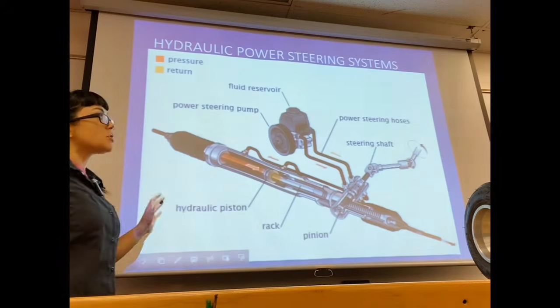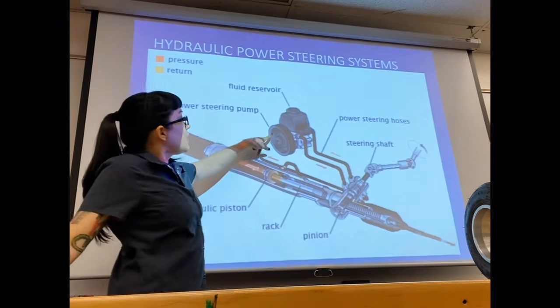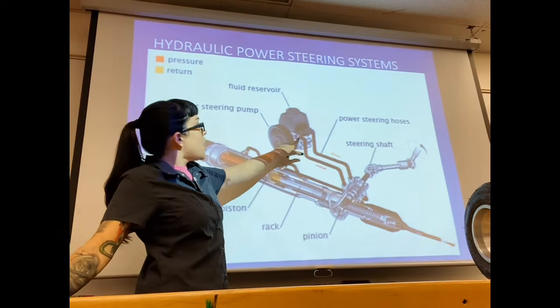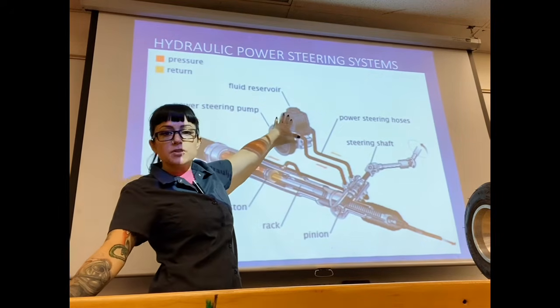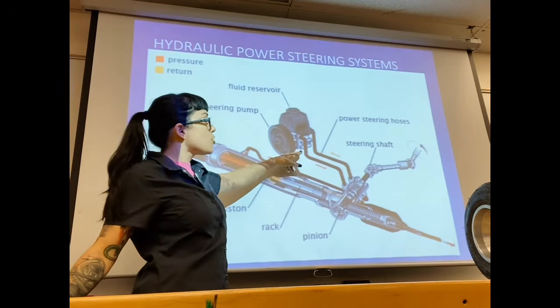Now, here's a closer look at our hydraulic power steering system in a rack and pinion design. Here is a pulley running off of the engine. Behind it is a power steering pump, and on top is your reservoir for your fluid. So power steering pumps are going to have two lines.